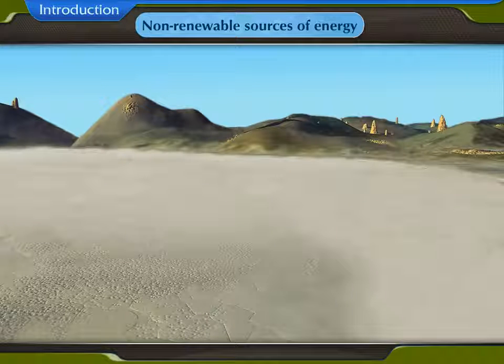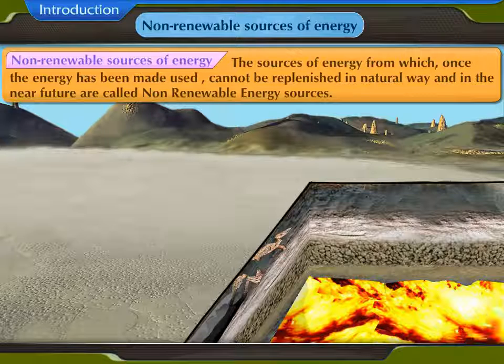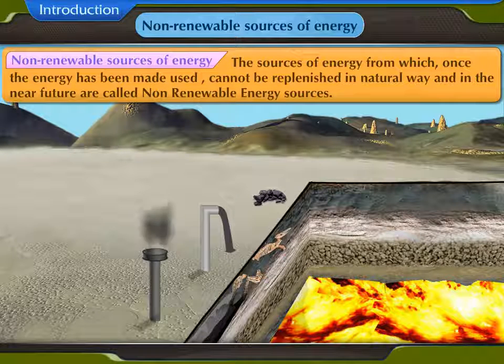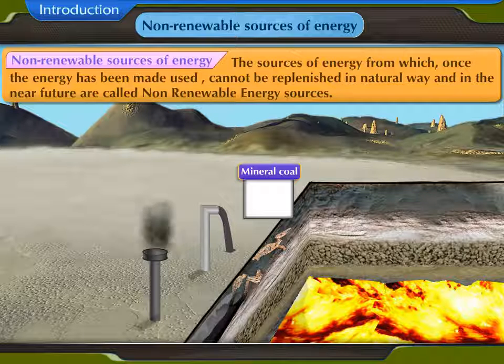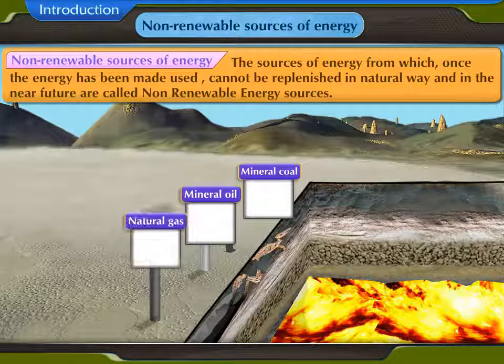Non-renewable sources of energy. The sources of energy from which, once the energy has been used, it cannot be replenished in a natural way in the near future, are called non-renewable energy sources. These sources have accumulated in nature over a period of millions of years and cannot be renewed quickly once exhausted. Mineral coal, mineral oil, natural gas, etc. are non-renewable sources of energy.